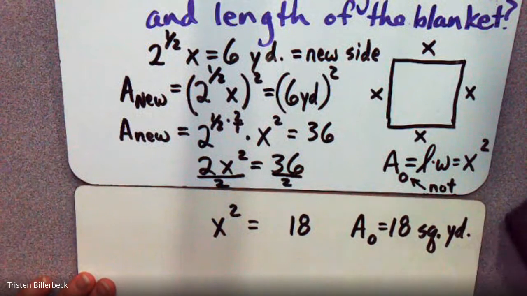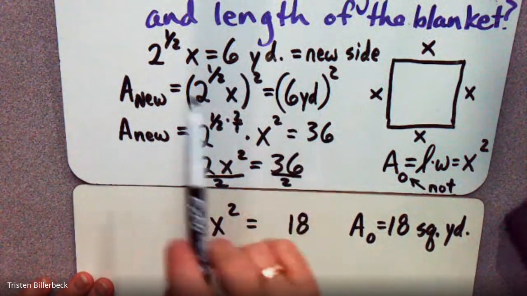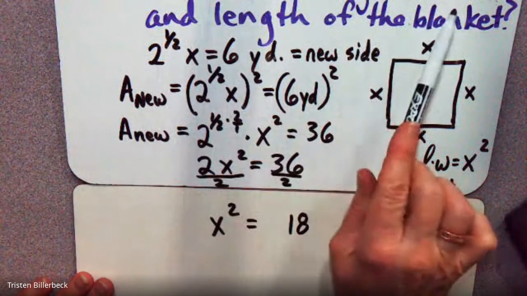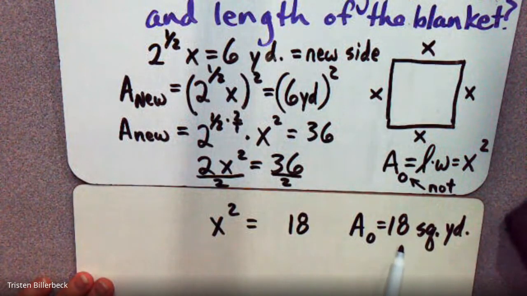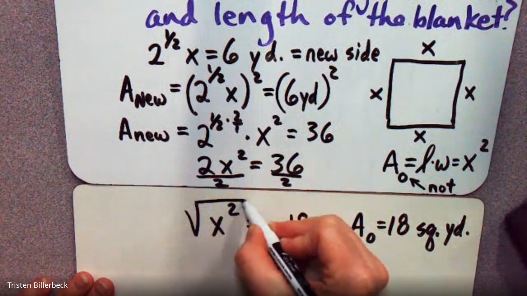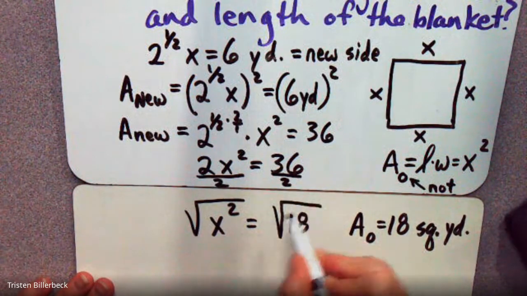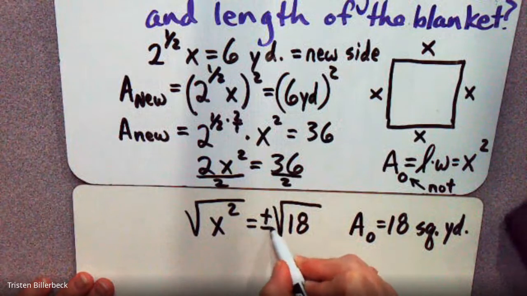So that's the abbreviation for square yards, our English units. Okay. But now we need to find the length of the side. It asks, what is the original area? Well, that's it. And then what is the length of the blanket? So we're going to take the square root of the square. But when we do that, we had to add a plus or minus sign.